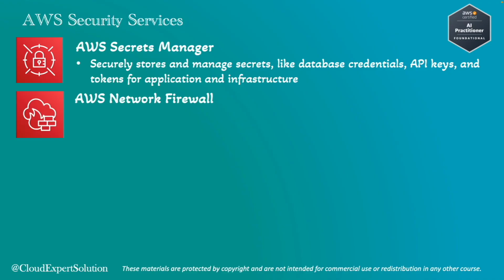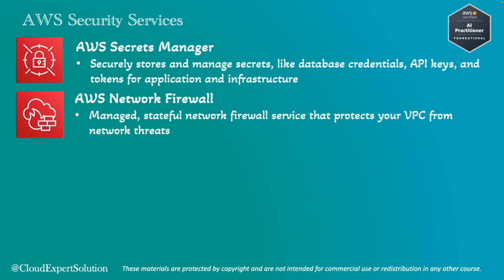Then we have AWS Network Firewall. In previous slides, we reviewed AWS Web Application Firewall, that was layer 7 protection. AWS Network Firewall is for network layer, or layer 3, layer 4 protection. AWS Network Firewall is a managed stateful network firewall service that can protect your virtual private cloud, or VPC, from network threats. Then we have AWS Security Hub.